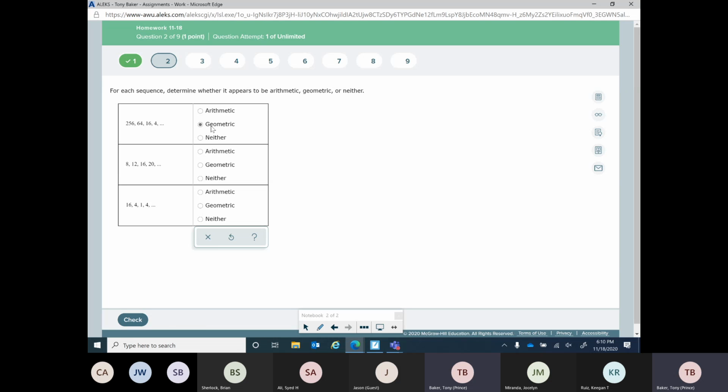So that one's going to be geometric because it's divided by 4. The next one, I'm going 8 to 12, 12 to 16. So that looks like it's adding 4. So this one's going to be an arithmetic sequence. The next one, 16 to 4, divide by 4, 4 to 1, divide by 4, 1 to 4 is multiplied by 4. Since I changed the pattern, it is going to be neither in this case, because I was dividing by 4 and then I started multiplying by 4.